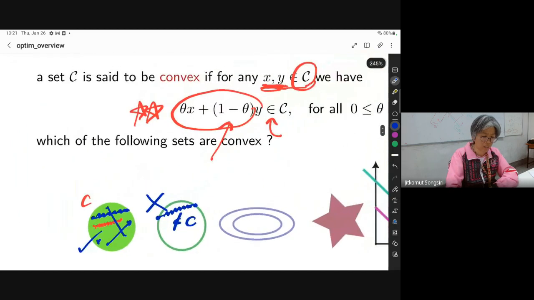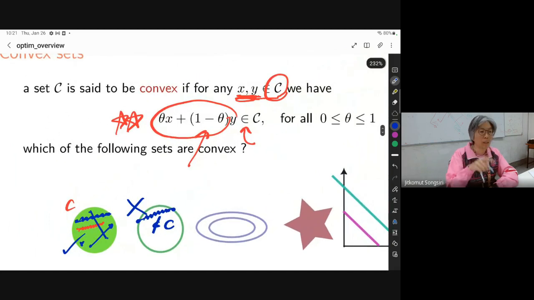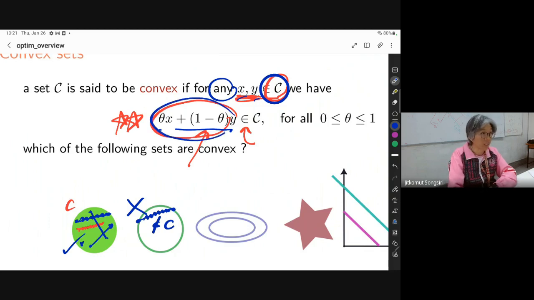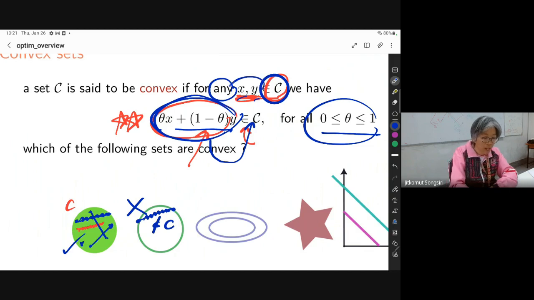The definition is that in order for a set to be convex, you pick any 2 points from the set, and you make a convex combination. This special combination is a new vector. All right. You check whether these new vectors still belong to the set in question. And if this holds for all theta between 0 and 1, and it holds for any 2 points that you pick, then the set is convex.